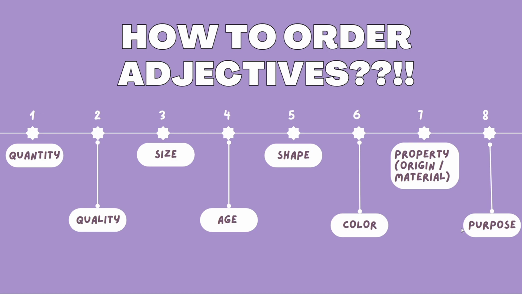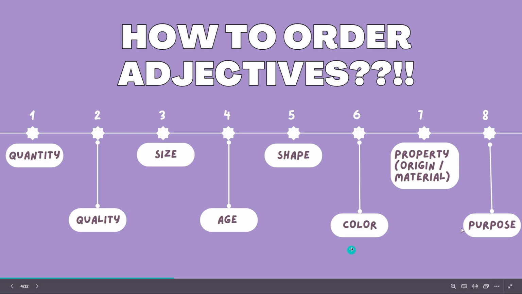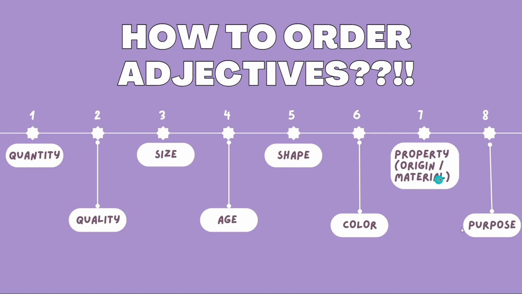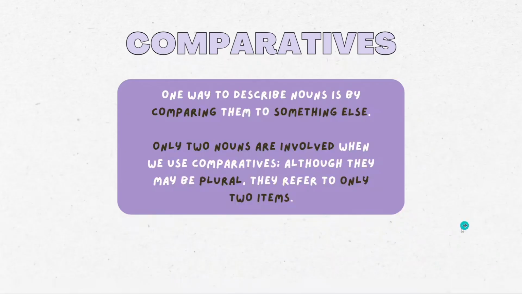So, how do we order adjectives? We're going to start with the quantity, then the quality, then the size, then the age, shape, color, property, which is origin or material, and finally the purpose.